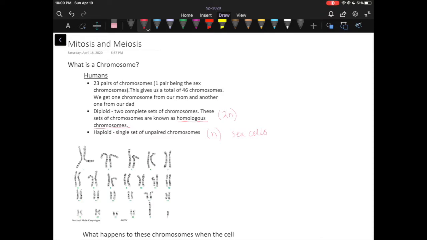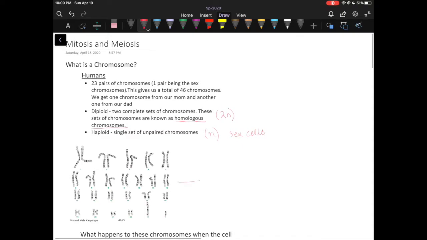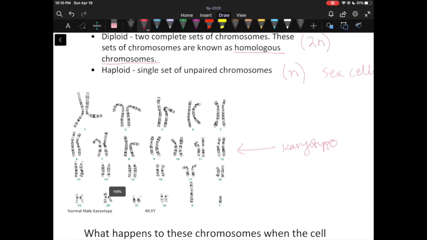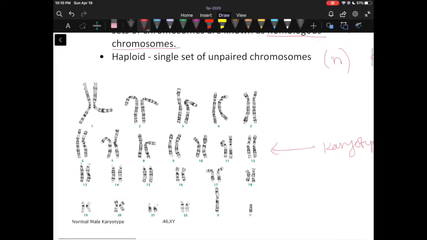All right. So now a good way to look at all the chromosomes in a human cell is through what is known as a karyotype, which is shown right here. It's basically just an image of all the chromosomes that are in one cell. Let's zoom in on this a little bit, and let's focus on just chromosome 1. So we're going to get one from our mom. Let's say this one is from mom, and another one from our dad.